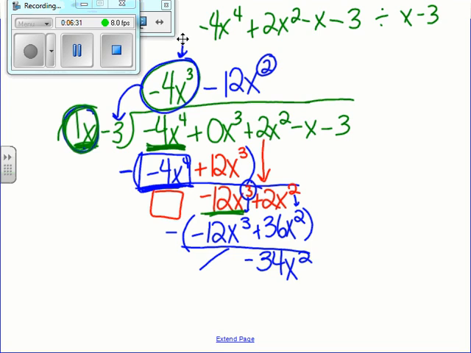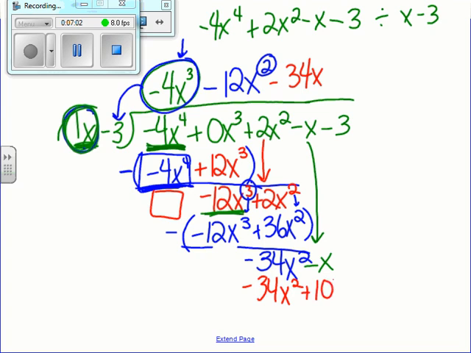I can't forget to bring down my next term though. So I've got negative x living right beside negative 34x squared. Start the process again. Here I go. How many times can I fit x into negative 34x squared? I can fit it in negative 34x times. I'm going to multiply again. Negative 34x times x is negative 34x squared. Negative 34x times negative 3 is going to be positive 102x.